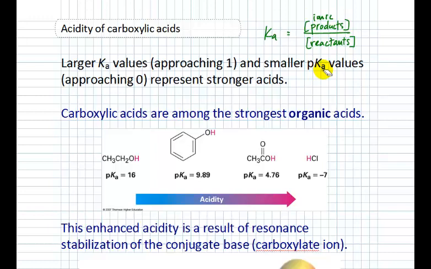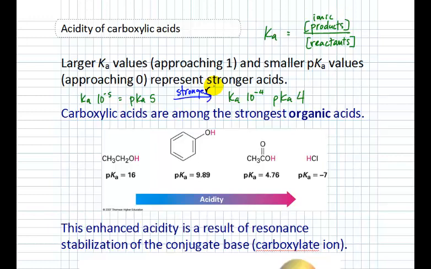So Ka of 10 to the -5 is a pKa of 5. For a stronger acid, we could have Ka of 10 to the -4 and pKa of 4. So let's keep that in mind. As pKa gets smaller and smaller, we're talking about a stronger acid. So as far as organic acids, carboxylic acids are among the strongest.